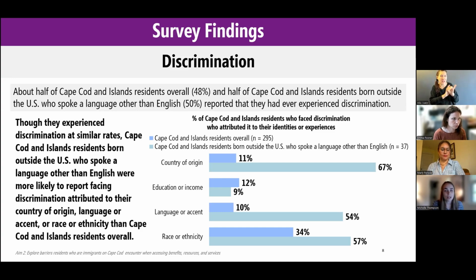So we can see in the bar chart that Cape Cod and Islands residents who were born outside the US and spoke a language other than English, shown by the green bars, were more likely to report experiencing discrimination related to their country of origin, language or accent, or race and ethnicity than Cape Cod and Islands residents overall, who are shown by the blue bars. Again, I'll pass it back to Marley to share what we heard about this during the focus groups.